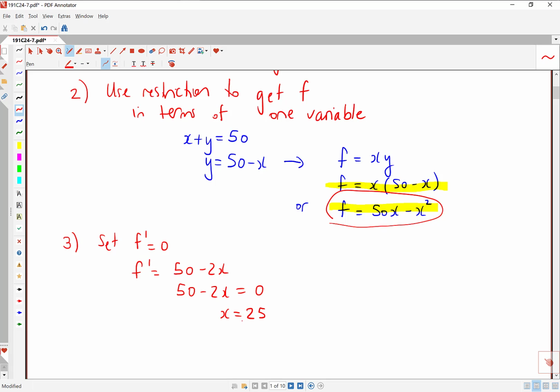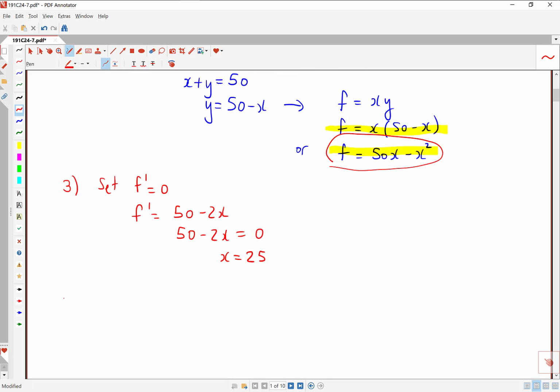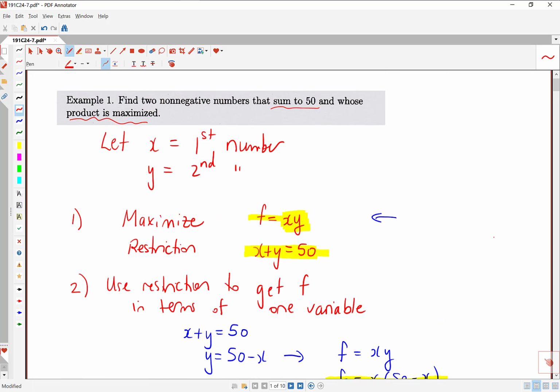Okay, and then from there, step 4 is just to answer the question. So we'll call that answer. And that's a good time to scroll back to the question and just figure out what it's actually asking for. So let's scroll back up. We want to find two non-negative numbers that sum to 50 and whose product is maximized.